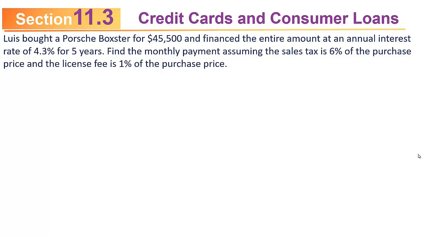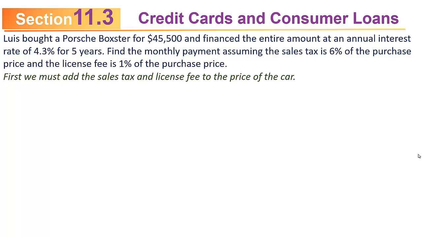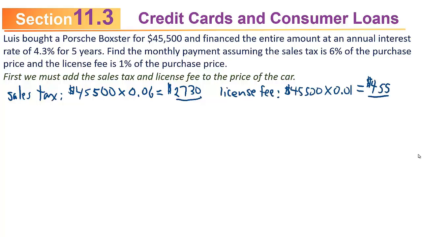It's a $45,500 car, but it's got to have sales tax and license fee added to that, and you're going to borrow that bigger amount. So first of all, we have to figure out the sales tax. So once you change it to a decimal, you get 0.06, and 0.06 times 45,500 comes out to be $2,730. So the sales tax has to be added on. The license fee is 1%. So 1%, which is 0.01, 1% of 45,500 is $455.